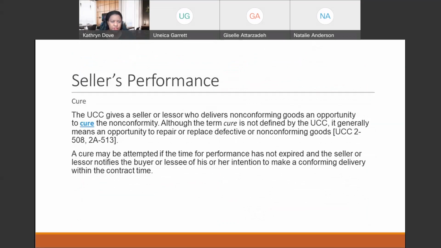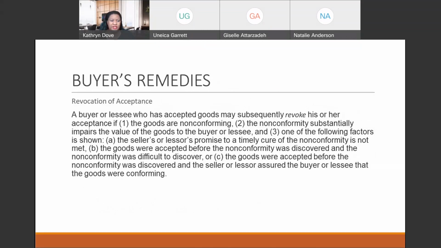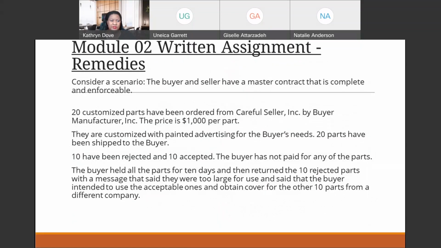Okay, so yeah, let's go back to the UCC provisions. UCC 2-508 gives a seller who delivers non-conforming goods an opportunity to cure. It generally means an opportunity to repair or replace the defective or non-conforming goods. In our scenario, did the buyer give the seller an opportunity to cure?